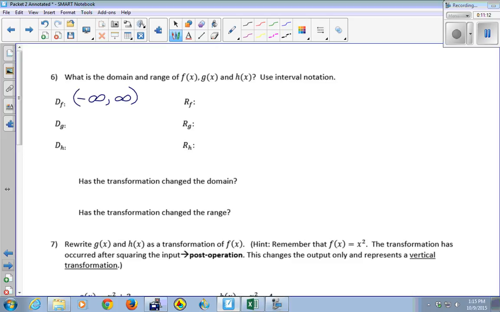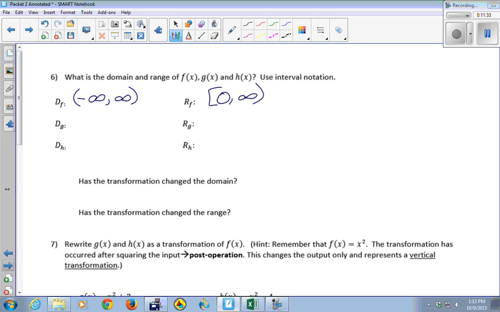Okay. How about the range for f? What y values can you get as a result? 0 to infinity. 0 is the smallest y value you get. And it is included because 0 is actually a y value on the graph.